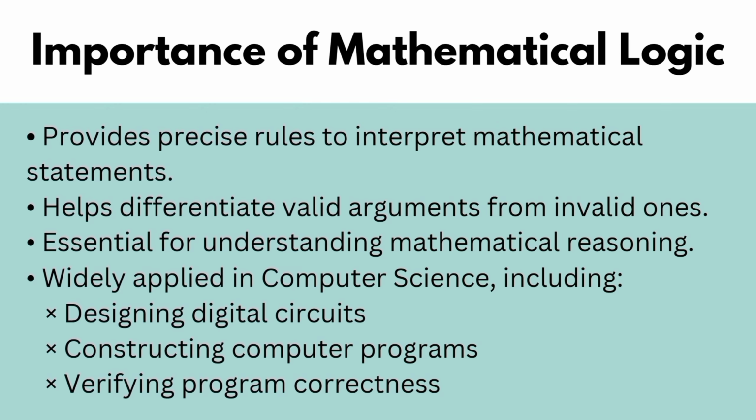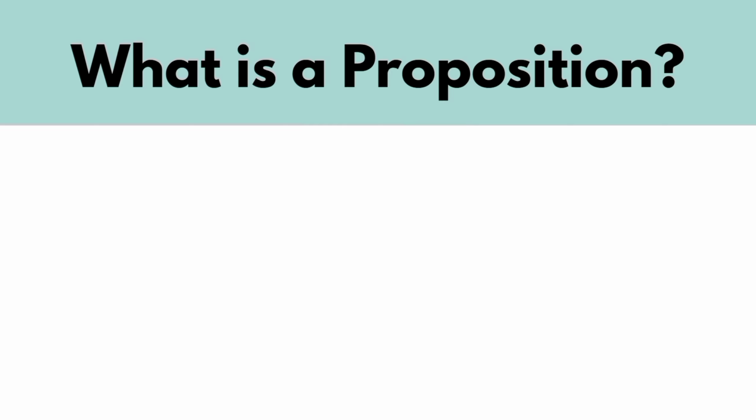Logic helps us interpret mathematical statements clearly. It tells us which arguments are valid or invalid. In computer science, we use logic in circuit design, building programs, and checking if programs are correct. So this topic isn't just for math class, it is used everywhere. Now let's move on to proposition.